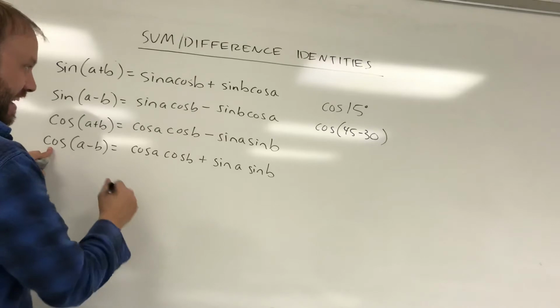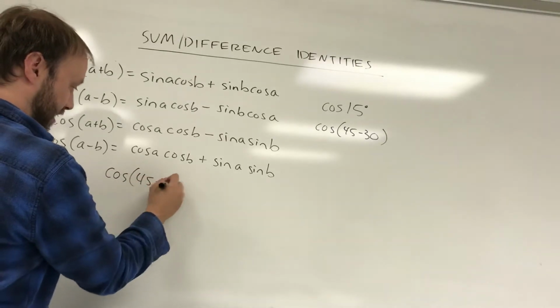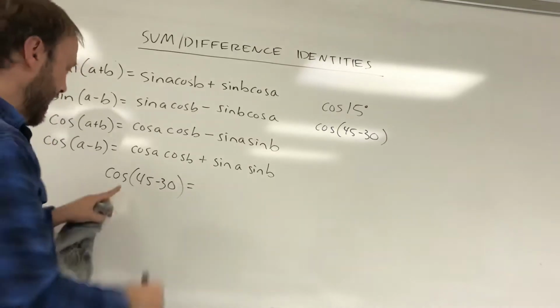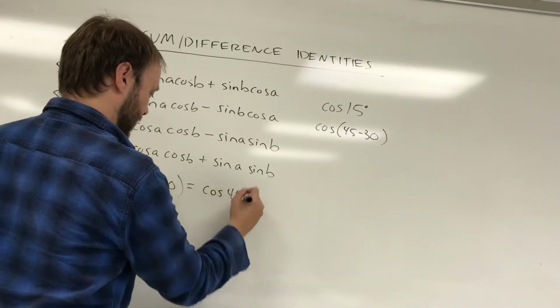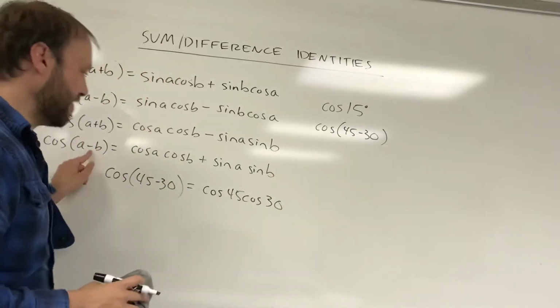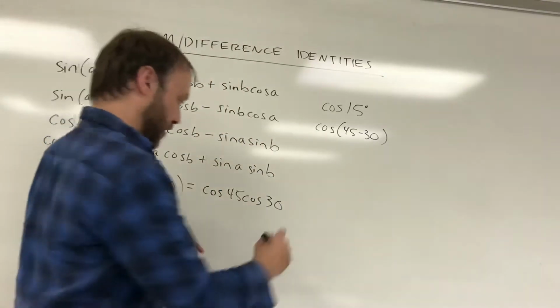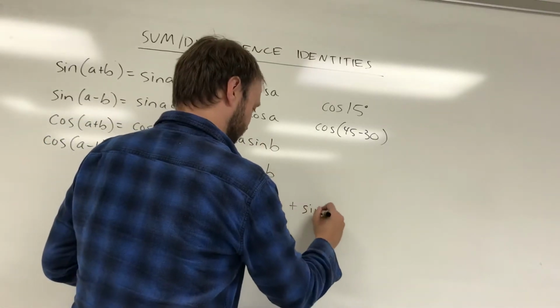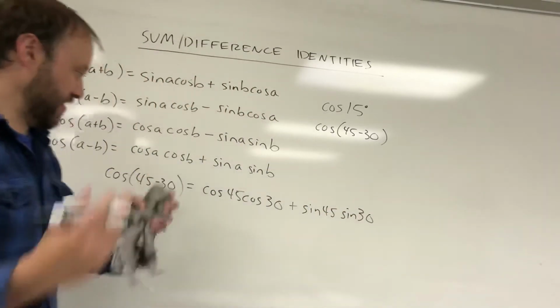The difference identity says if I want to find the cosine of 45 minus 30, or the cosine of 15, I'm going to take the cosine of both angles first. So that's the cosine of 45 times the cosine of 30. Now the weird thing here, for the difference identity for cosine, you actually add the two terms. So we're going to add sine of 45 times sine of 30, and we just put all this together.